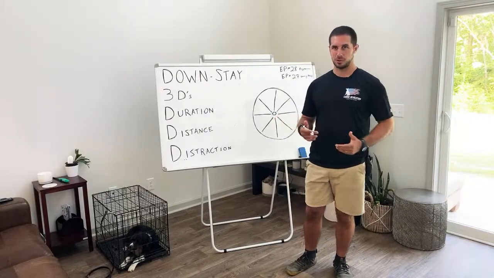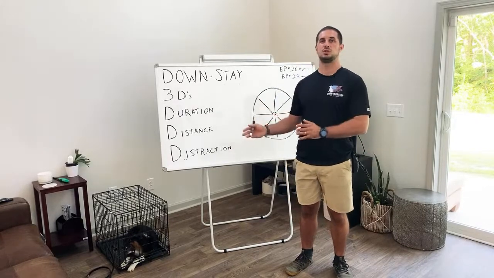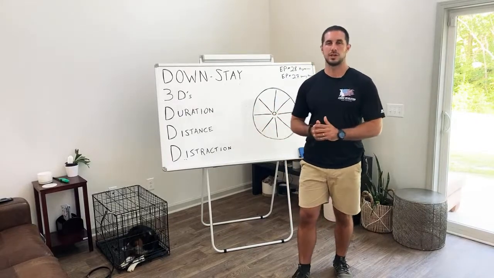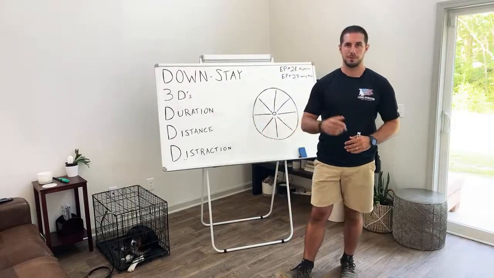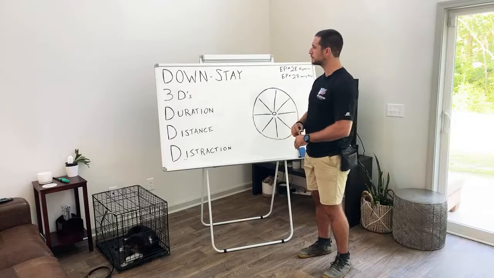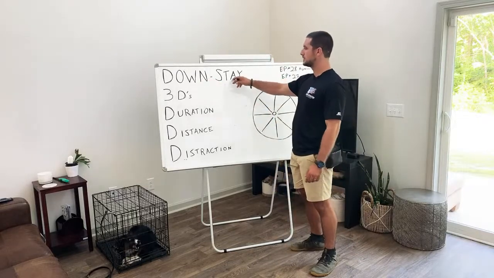Once that becomes reliable, we're going to stop giving so much food. We're going to transition to a random reward schedule where we're randomly giving food rewards, and then we're also going to start implementing some accountability, okay? So that's one piece of the down stay behavior. The second piece is the stay portion.